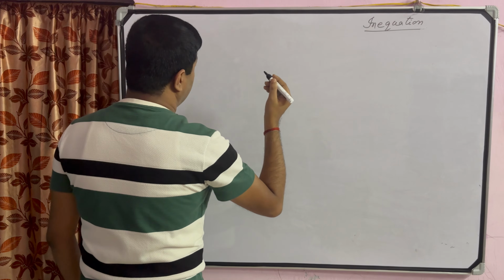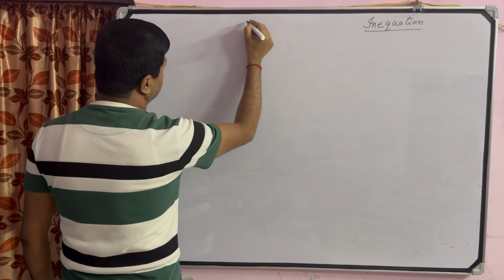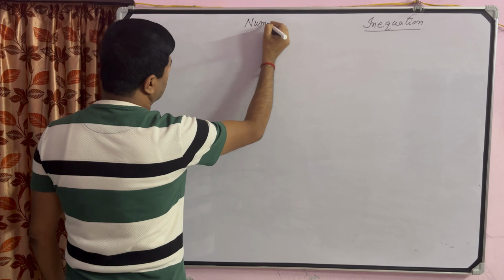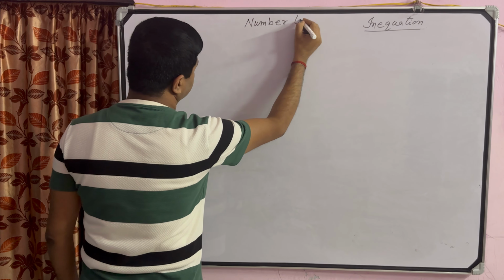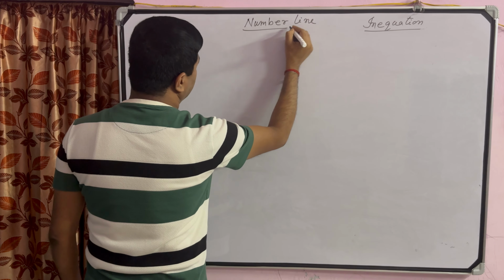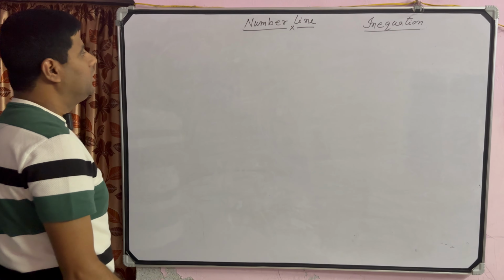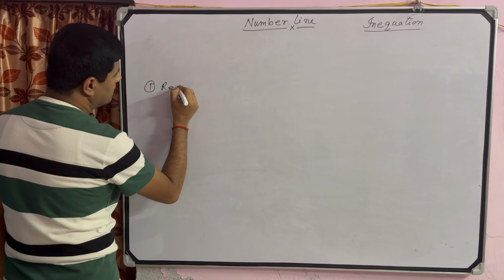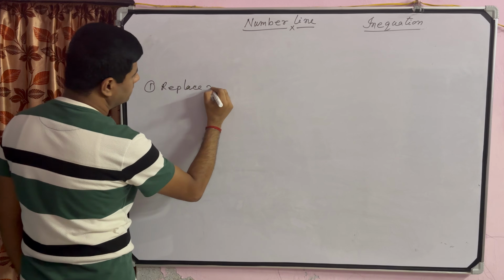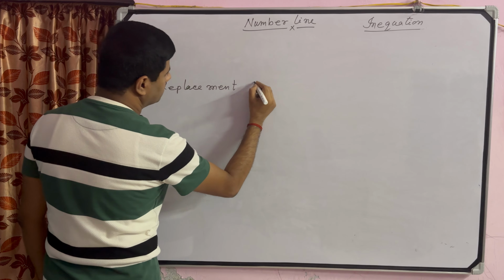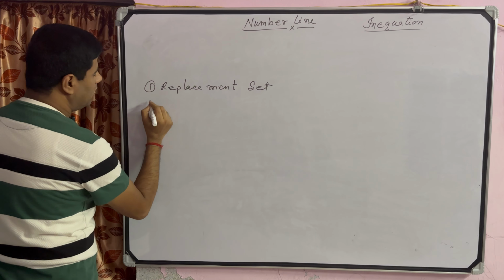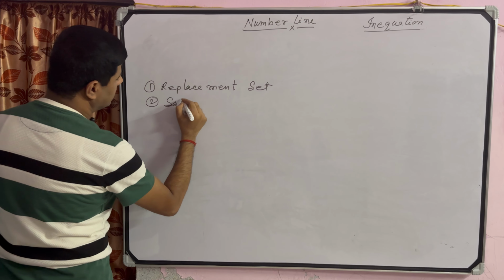Okay. Now let's think about how to draw the number line, okay, for a solution. So before we draw the number line, we need to understand two things: replacement set, another is called solution set.